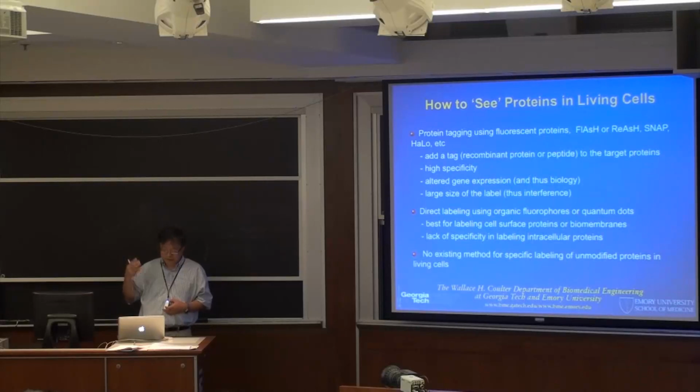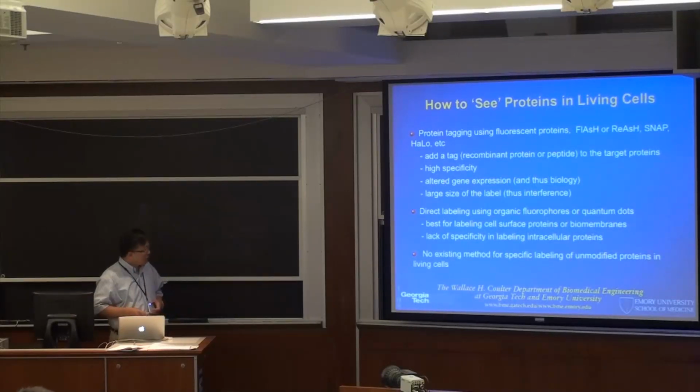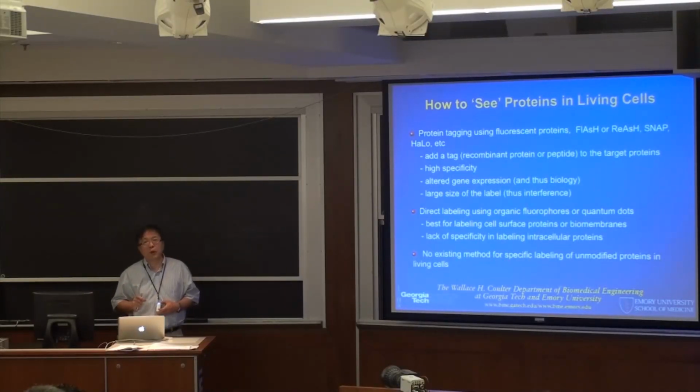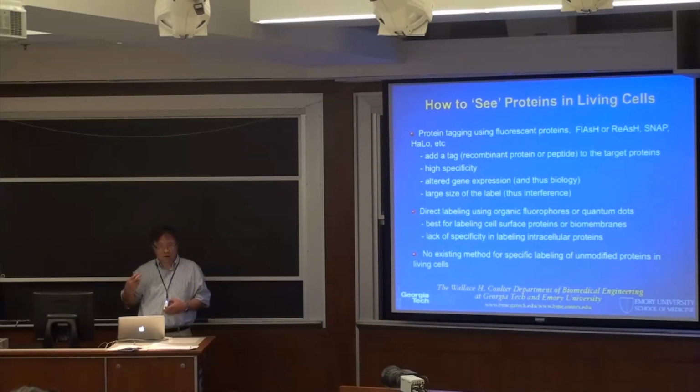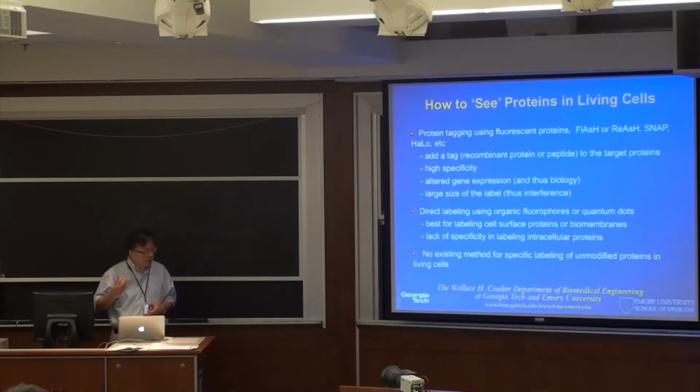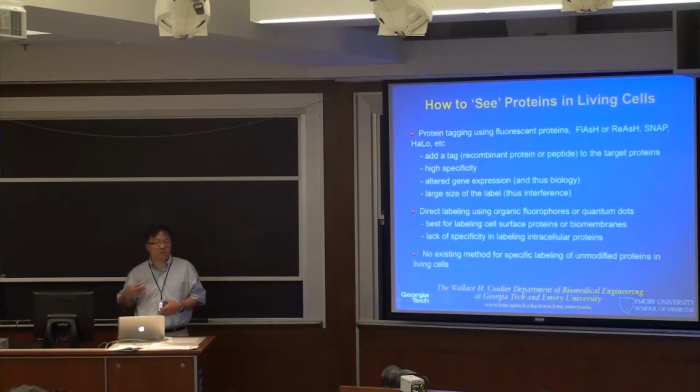So that's background signal. That's actually a major challenge. So there's still a need to develop a method that could specifically label proteins in a living cell without changing the expression, right? As I mentioned, with the first method, you typically alter the gene expression or protein level. With the second method, you have the issue of high background signal.